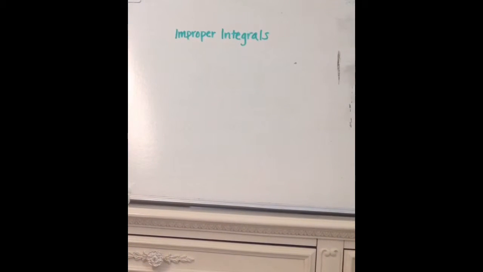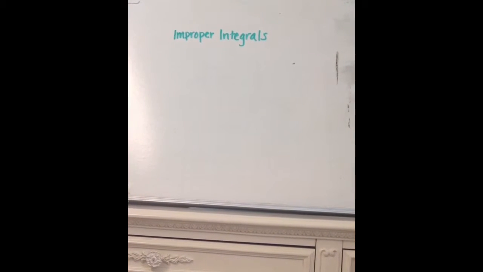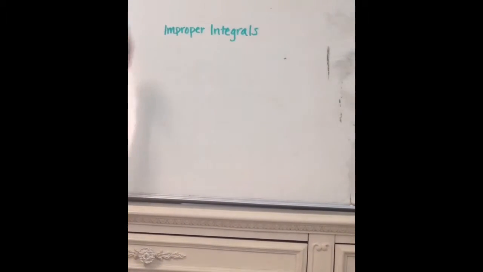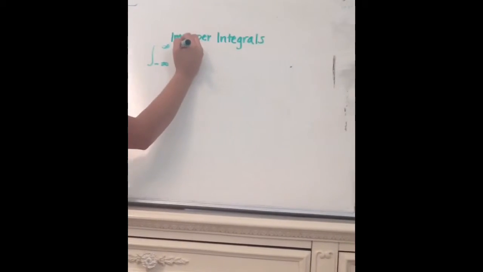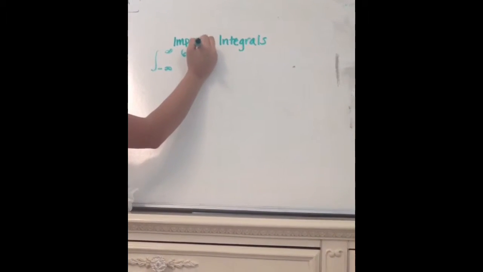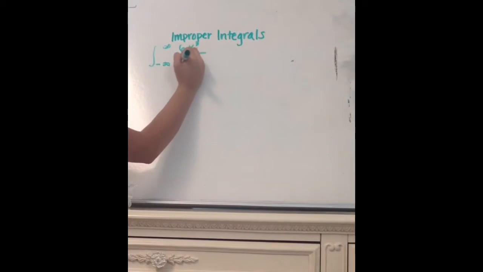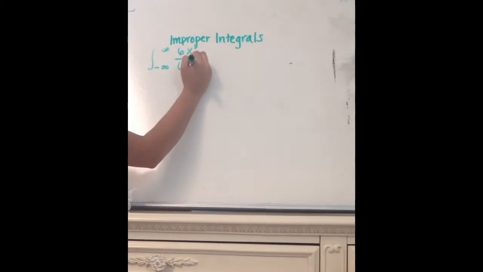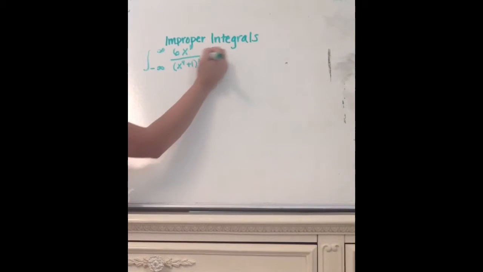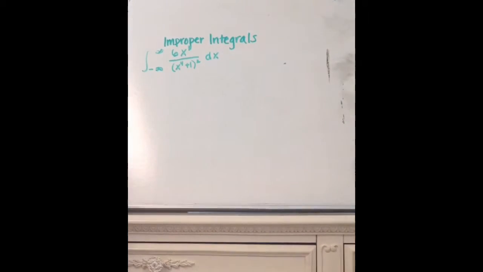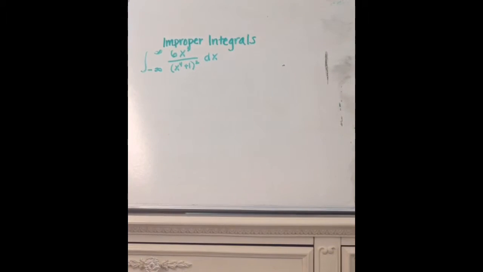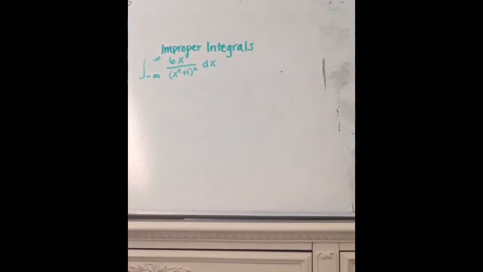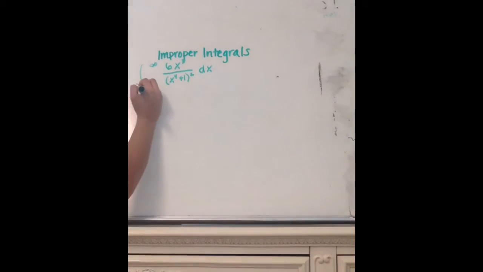Okay, so this problem gets a little more complicated because it has negative infinity and infinity as the limits of integration. So this is the problem: the integral from negative infinity to infinity of 6x to the third over (x to the fourth plus 1) squared. So we have to split this up into two integrals, negative infinity to some constant and the constant to infinity. The easiest constant that I could think of right now is 0, so let's just choose 0.